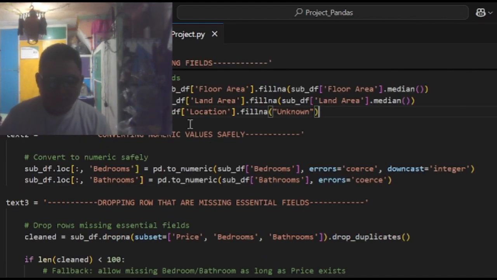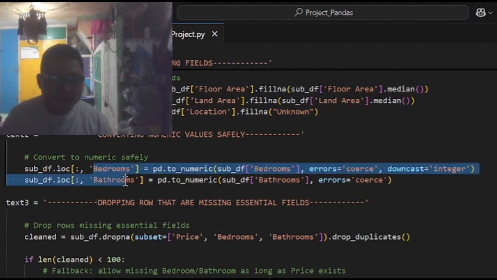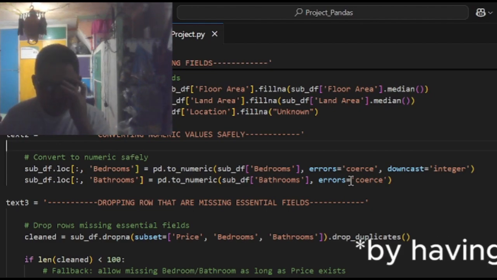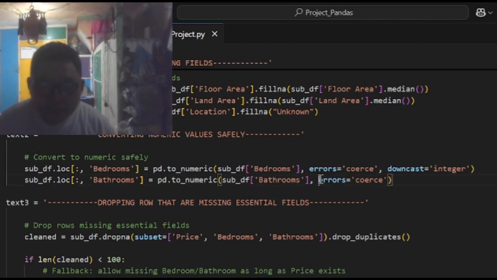And so here, the second section is labeled converting the numeric value safely. This one makes sure that the values in the bedrooms and bathrooms columns are actually numeric types. Sometimes when we load data, numbers might be stored as text or may contain invalid characters. To fix that, we use pd.to_numeric. What this function does is try to convert everything in that column to a proper number, but if it finds something that it can't convert, like a word or symbol, it turns it into NaN, which means not a number. This is controlled by the parameter called errors equals coerce.